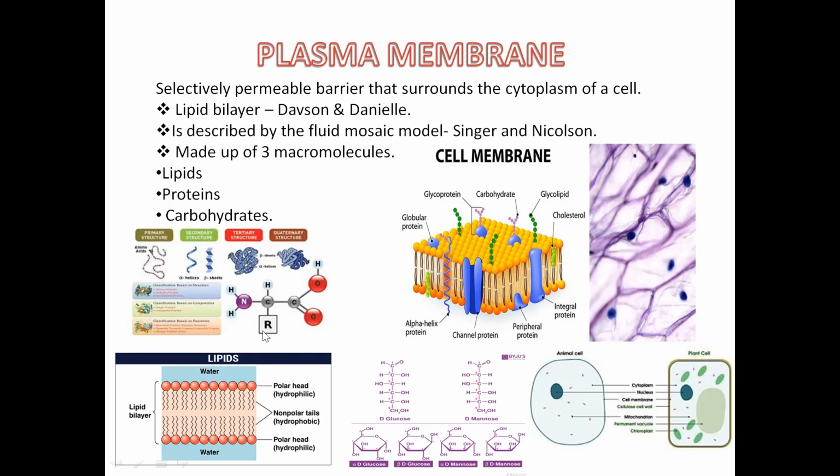Okay, so depending on this R group, proteins are of various types. You should know about the structure of proteins and what glycoproteins are. If the R group is attached to a carbohydrate, then the protein will be a glycoprotein. Okay, next we will talk about the lipid.